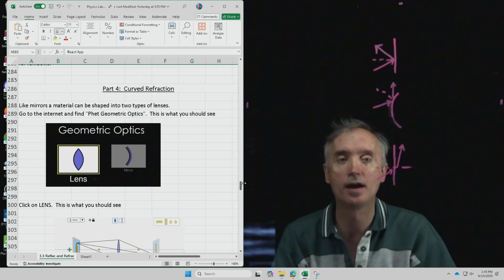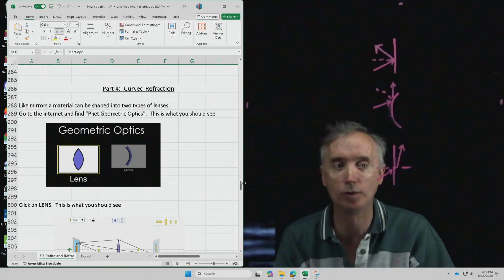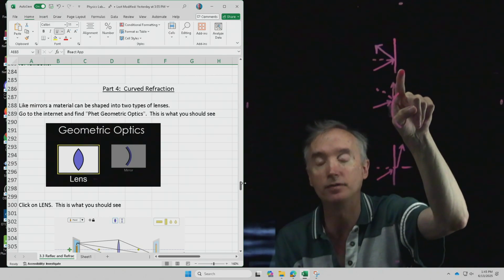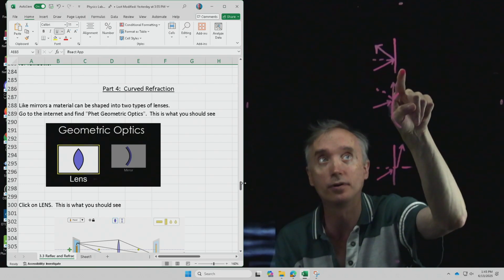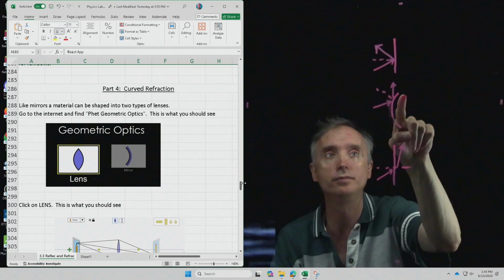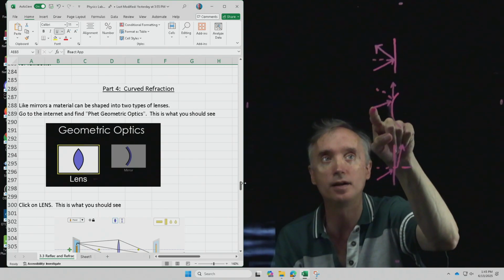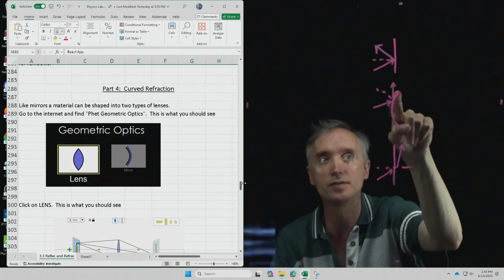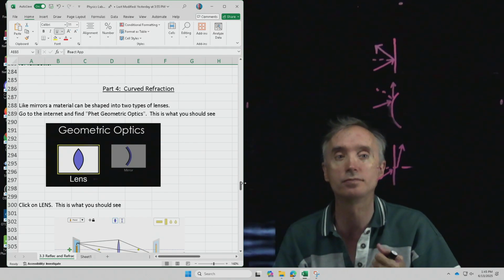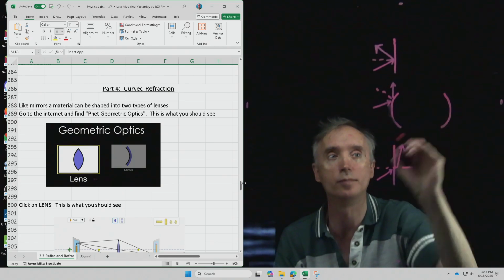Okay, I'm back, and now we want to do curved refraction. Just as a summary of what we've done, this one represents flat reflection: a flat mirror, light coming in and then bouncing off of it. This one represents curved reflection, where light comes in, and this one was an example of the convex mirror. And remember that there were two kinds: the convex mirror and also the concave mirror.